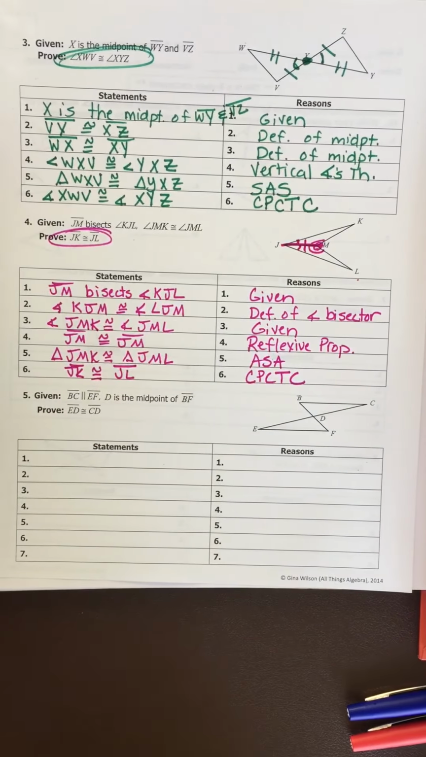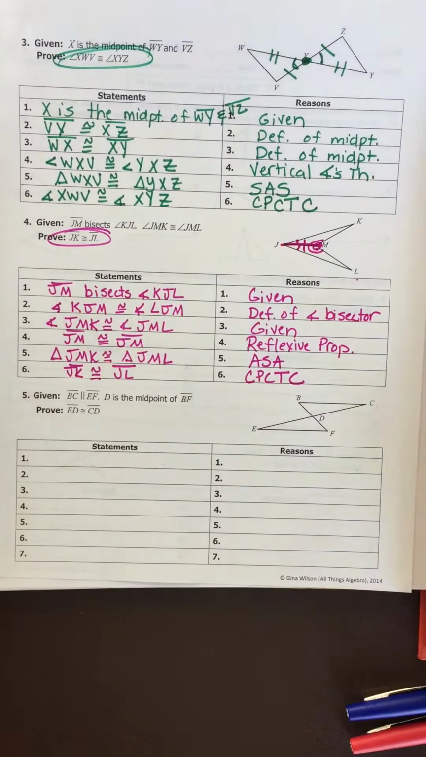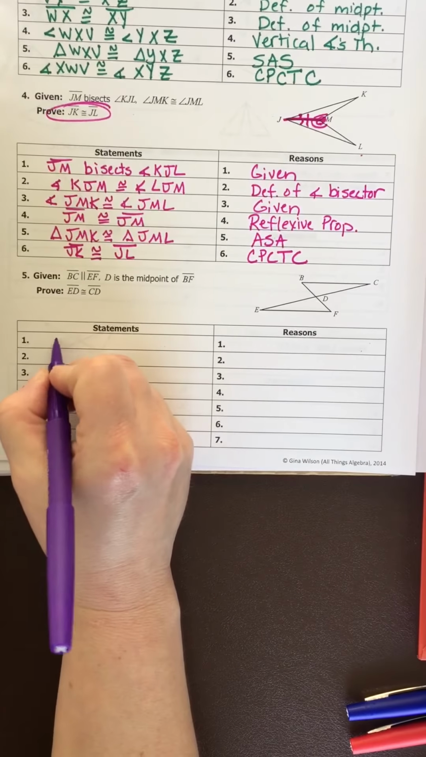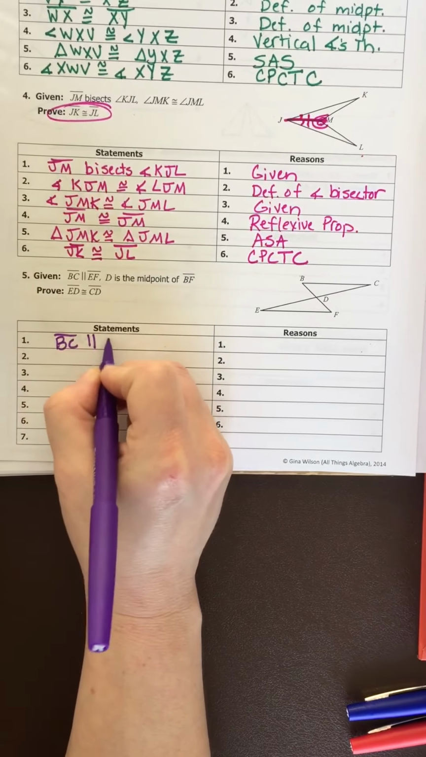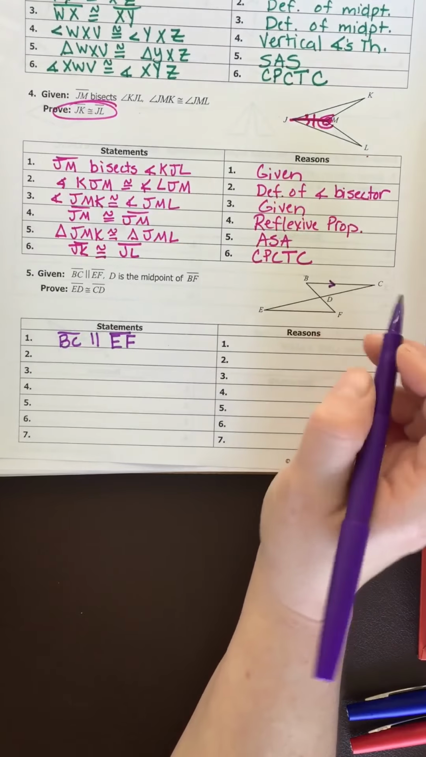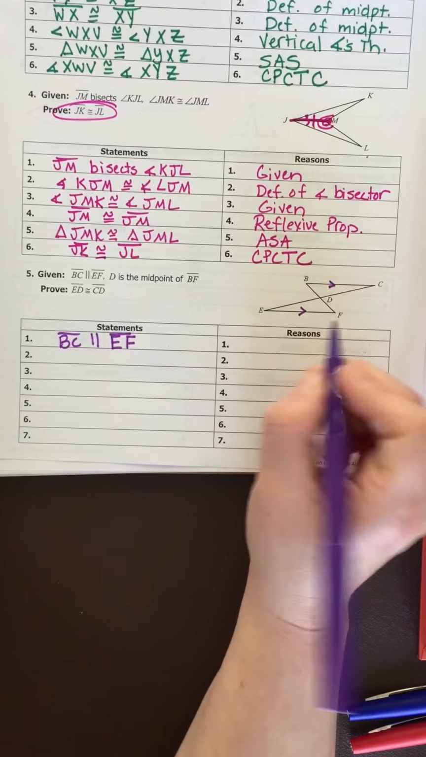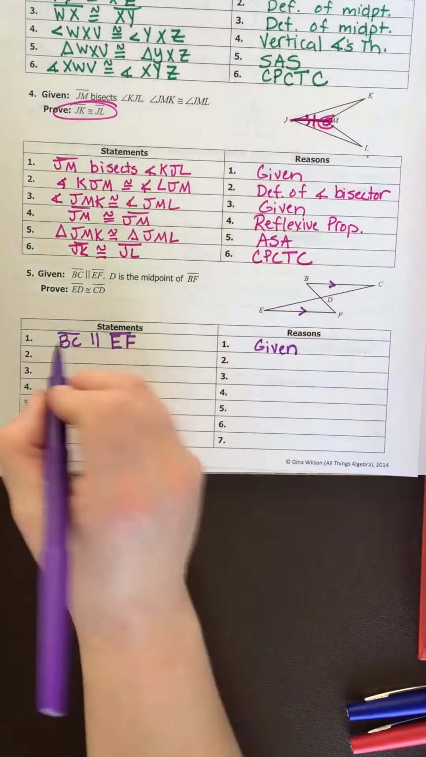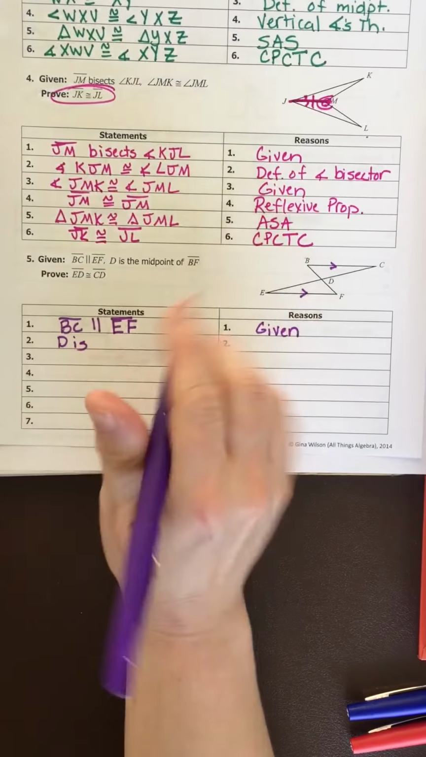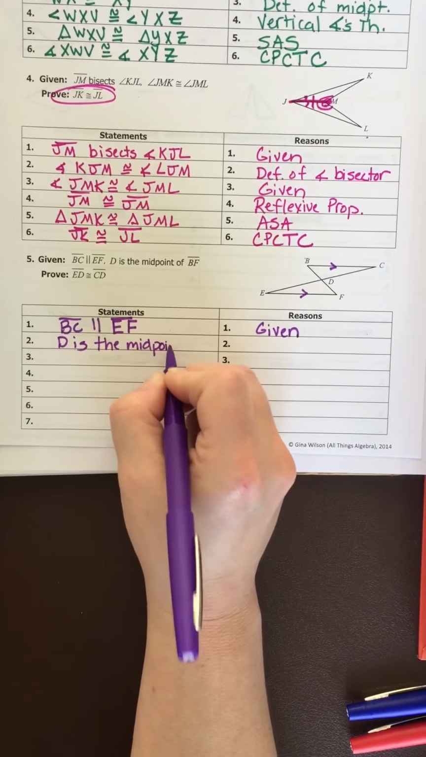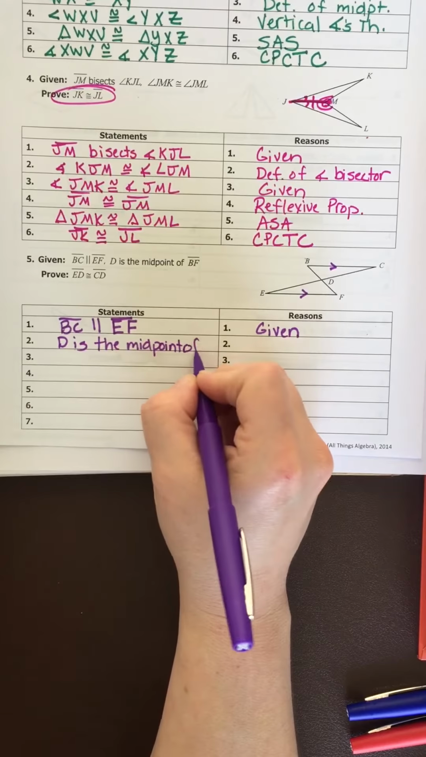All right, one more. Let's use purple. All right, for the last one, they tell us that BC is parallel to EF, and that is given. All right, it says D is the midpoint of BF.